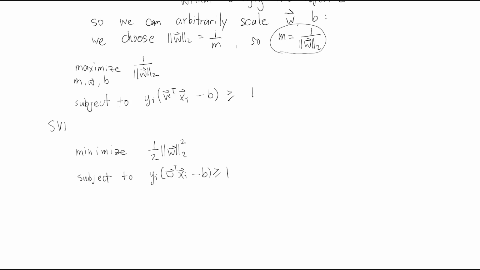SVM optimization problem. Minimize over W and B. If we can determine a W and B that minimizes 1/2 times the 2 norm squared of W, and satisfies the constraint that for every data point, yi times (W transpose xi minus b) is greater than or equal to 1, then we would have found a decision boundary that separates the positive examples from the negative examples, and in addition with the maximum margin.